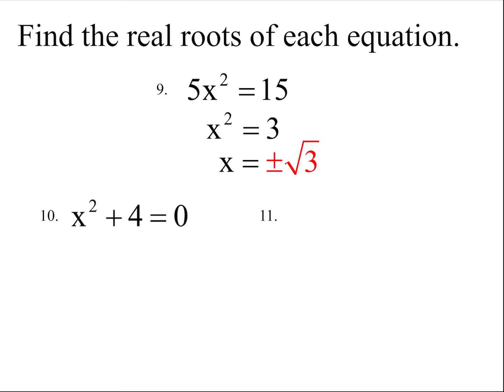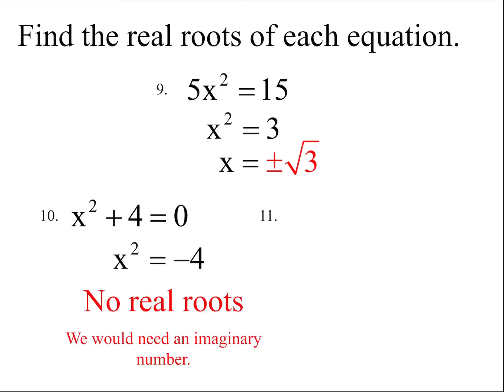For this one, what would I do? Subtract 4, and I get x squared is equal to negative 4, which has no real roots. So that was the key point for this question. Yes, we can find the imaginary roots, which would be plus or minus 2i, but when we're asking for just the real roots, we know that there are none. So we're going to have imaginary roots here.